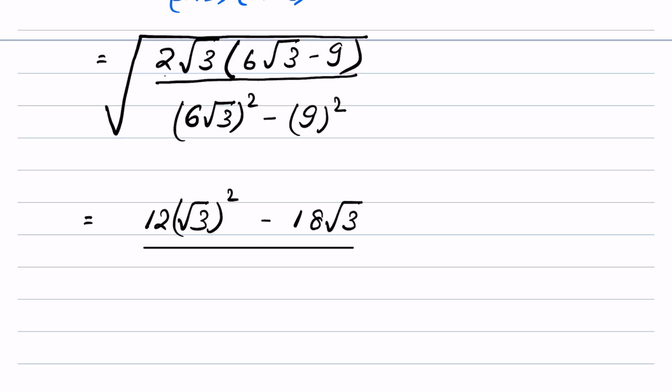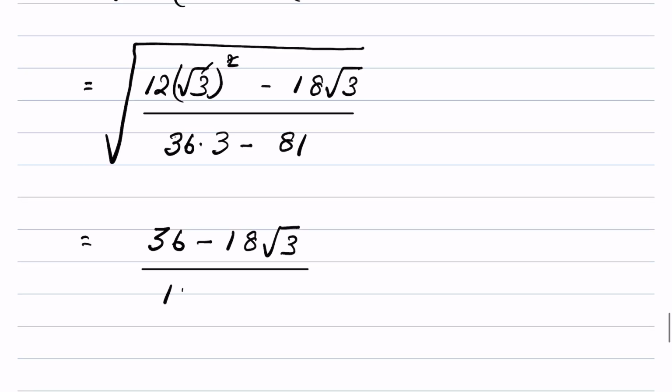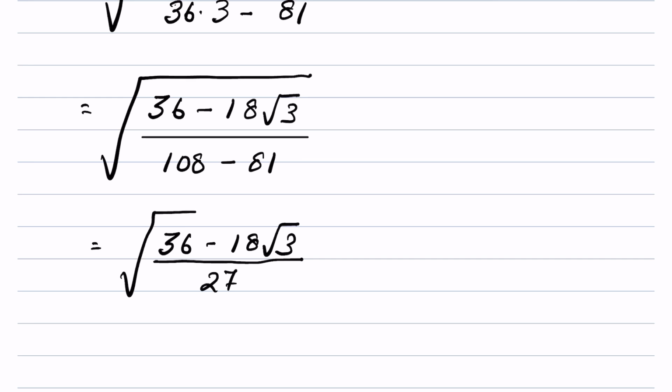Then upon, this is 6 square times square root of 3 square. So 36 times square root of 3 square. We can remove the square root with this square. So it is 36 times 3 minus 9 square is 81 under square root. Here also remove the square root with this square. So it is 36 minus 18 times square root of 3 upon 36 times 3 is 108 minus 81. Then all under square root. Here 36 minus 18 times square root of 3 upon 108 minus 81 is 27. Then all under square root.